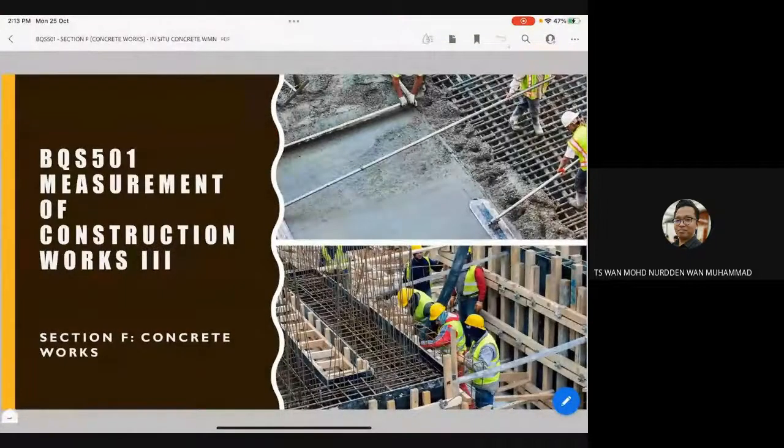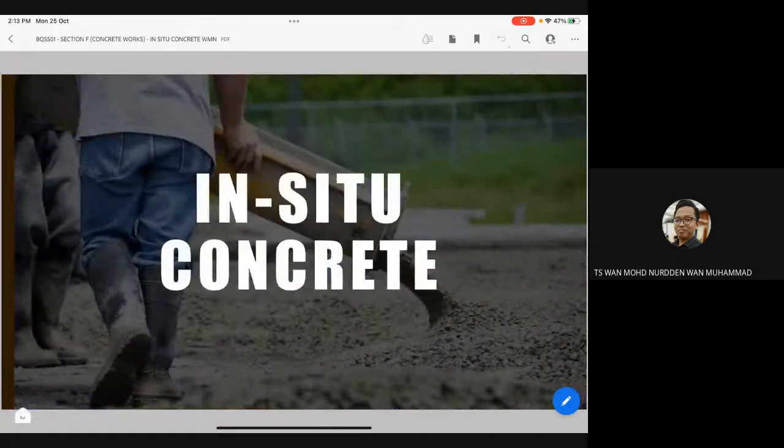Okay, in situ concrete. So in situ concrete is actually the normal concrete that we usually see or usually hear about. Concrete that is made at the site, basically.